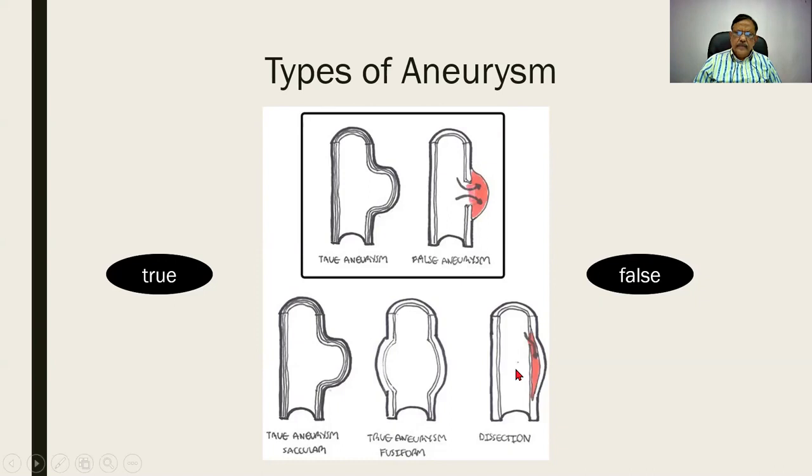The series of diagrams below indicate a true aneurysm. Here it is a unilateral bulge, which is called a saccular aneurysm. In another one, it is more or less spindle shaped, and we call it a fusiform aneurysm. Both of these are true aneurysms. In the dissecting aneurysm, you find that blood creeps into the vessel wall. That is a dissecting aneurysm.